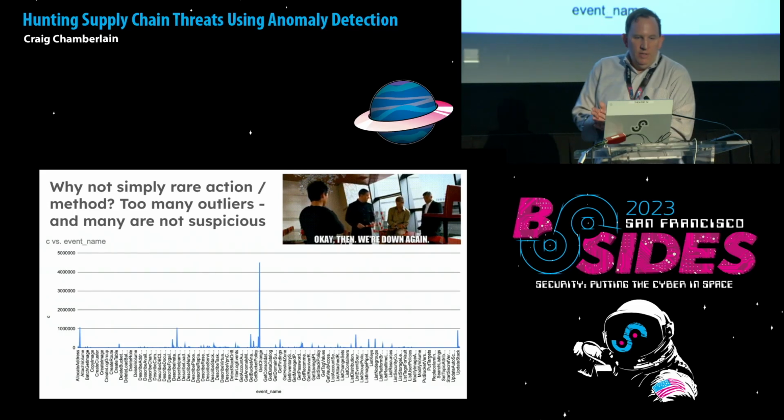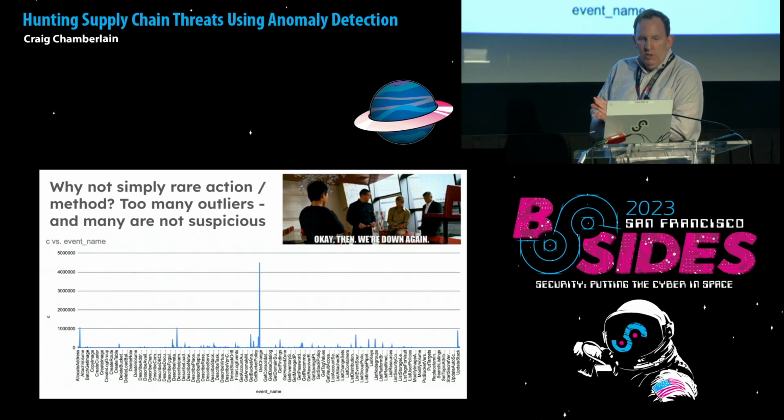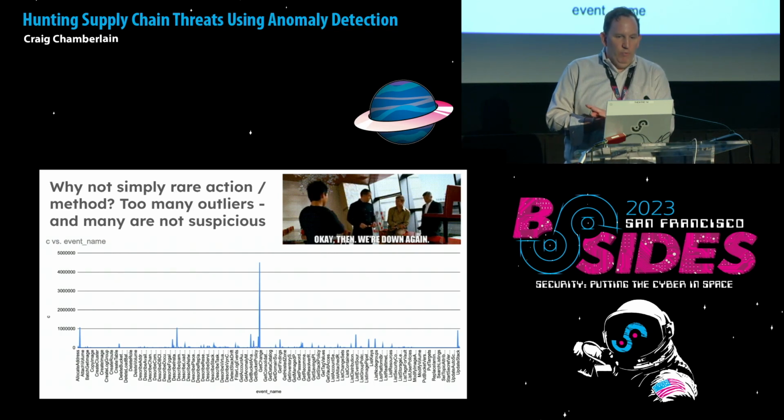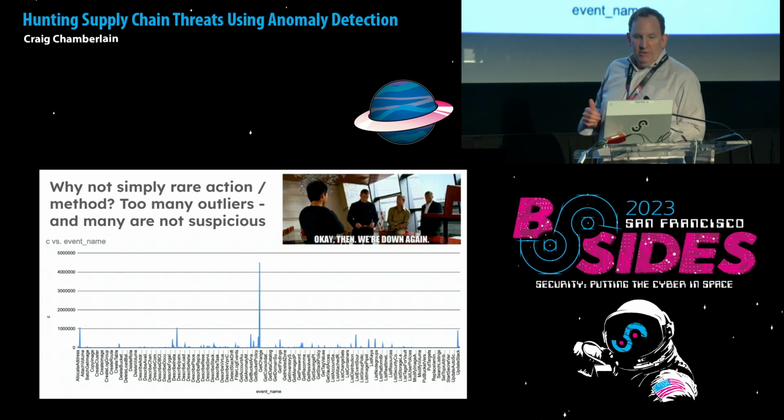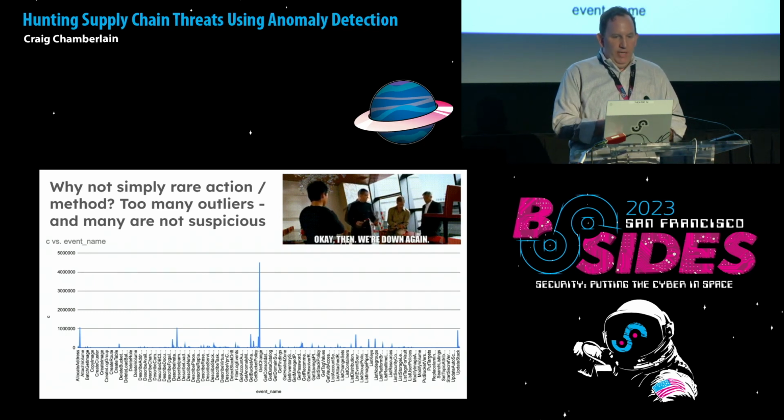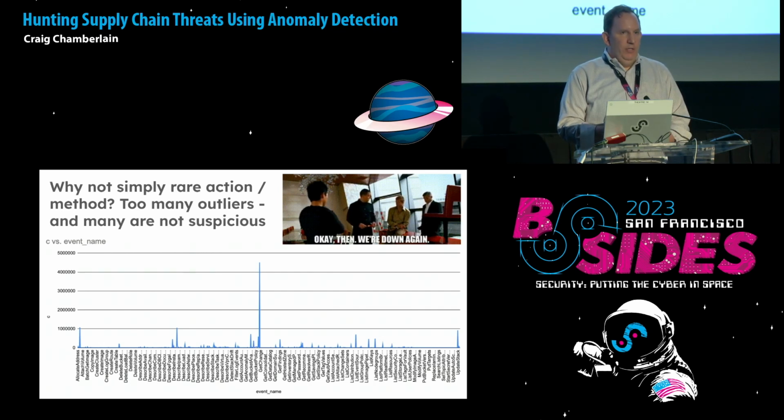So the reason I'm not doing, say, rare action or method for a user is because there are too many normal outliers. I've tried running combinations of rare action, meaning method, basically rare transaction for a user in CloudTrail data. And it will find suspicious activity and threat activity, but it will also find normal outliers that are just not remarkable. So the signal to noise there is good, but it's not great.